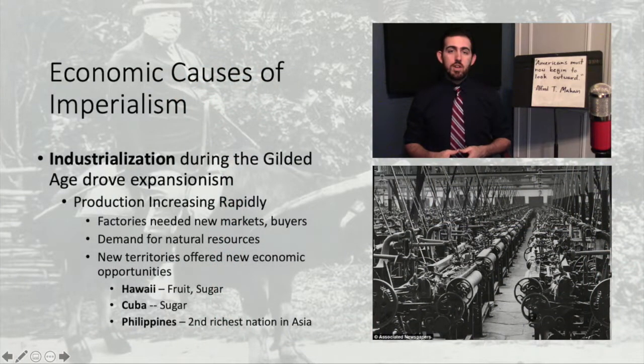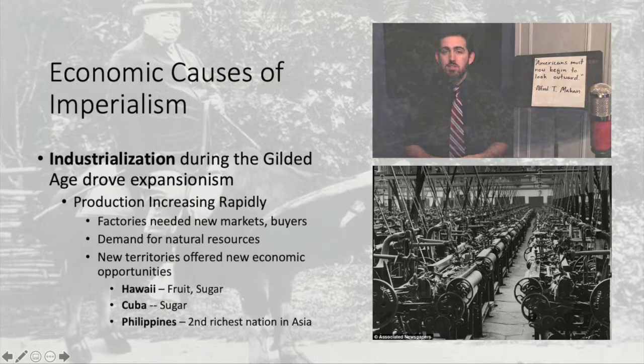First and foremost, there was an economic incentive to expand. The industrial age of the late 1800s witnessed the rise of factories and mass production. By the end of the century, America was producing more than ever before, but production was outpacing population growth. The need for new markets and new buyers, as well as the rising demand for more natural resources, drove many industrialists to support expansionist activities near the end of the 1800s.